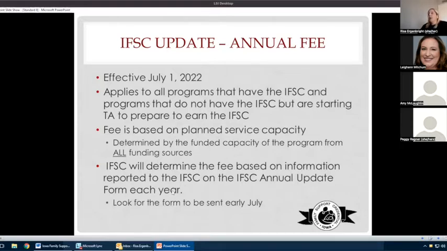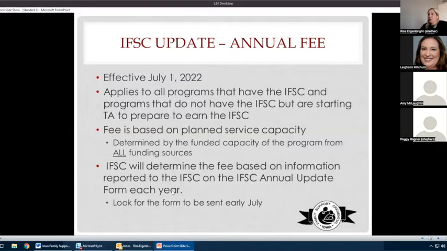The fee is going to be based on the plan service capacity, which is determined by the funded capacity of the program from all funding sources. I know we have a lot of programs that are funded by ECI, so it would be that. But we do have a lot of programs that have some supplementary funds from United Way or other sources, and so it would be a combination of all of those funding sources that the fee is based on. Basically, your total plan service capacity for the program is what determines that fee.